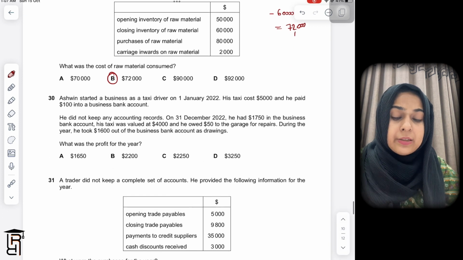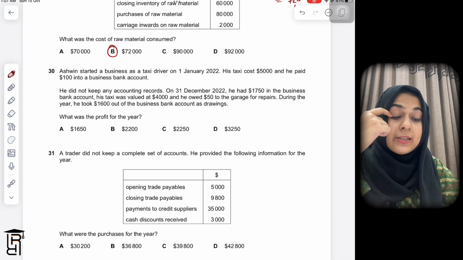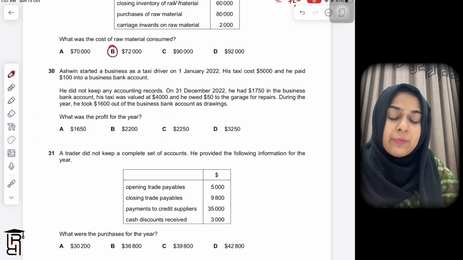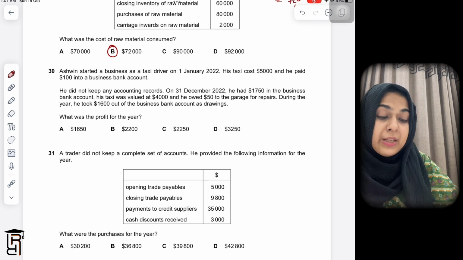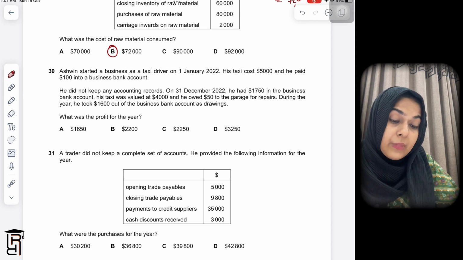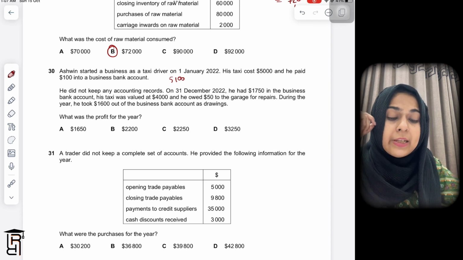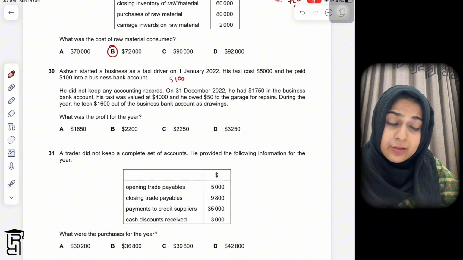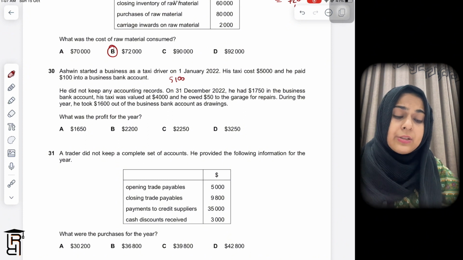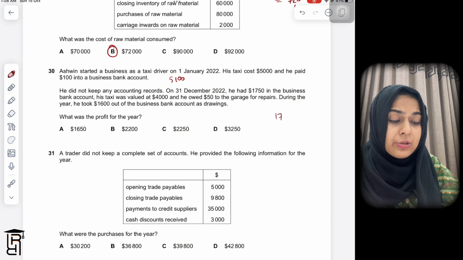Okay, question number 30 is saying Ashwin started a business as a taxi driver on 1st January 2022. His taxi cost 5,000 and he paid 100 into the business bank account. So capital at start is going to be 5,100 because 5,000 plus 100. Then he did not keep any accounting records, so that means it's an incomplete records question. On 31st December 2022 he had 1750 in his business bank account, so that is an asset.